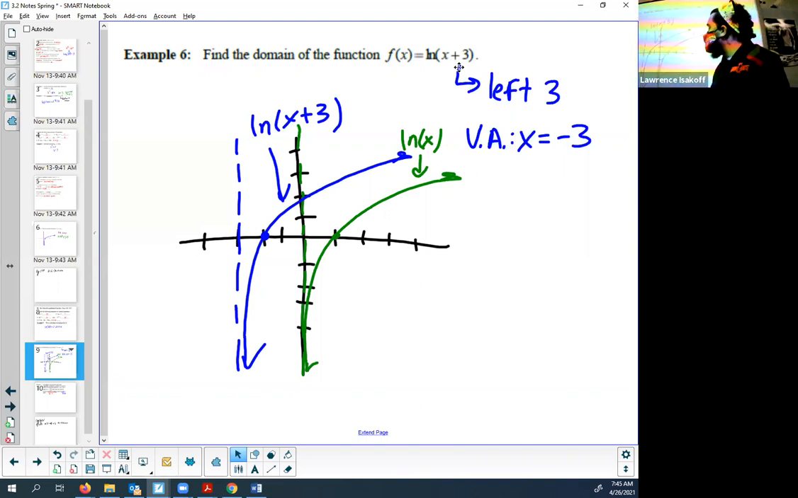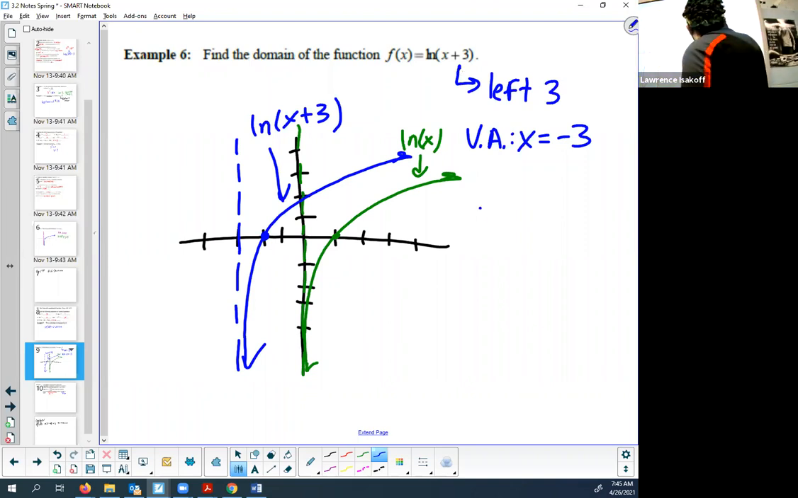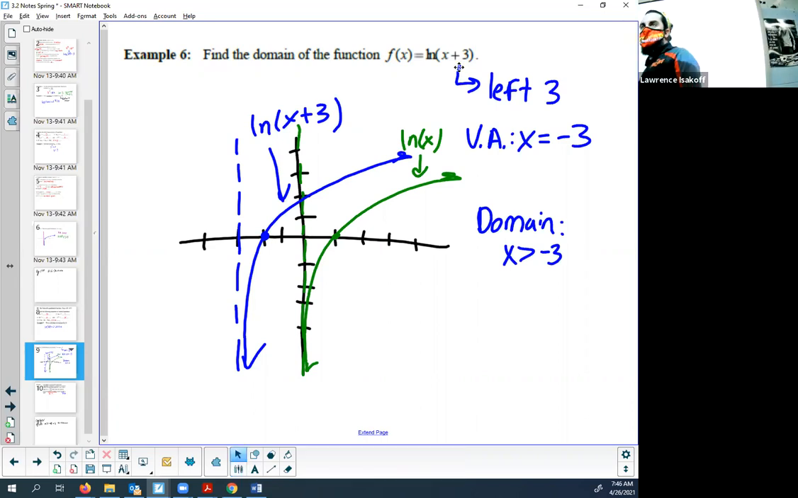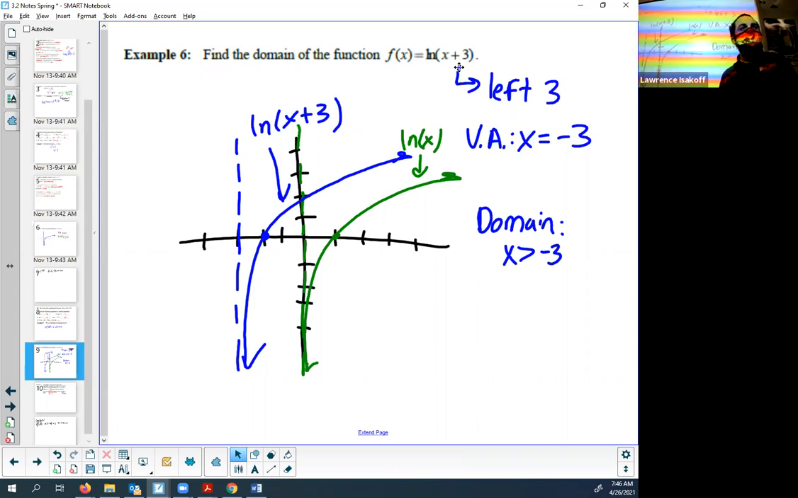Now, what it's really asking me here is my domain. So my domain, everything is bigger than -3. So my domain is x is greater than -3. And that's it. All I did was shift this over. We will look at that on Desmos in just a second. I do see some people writing, so I want to make sure they got the time to get this down.